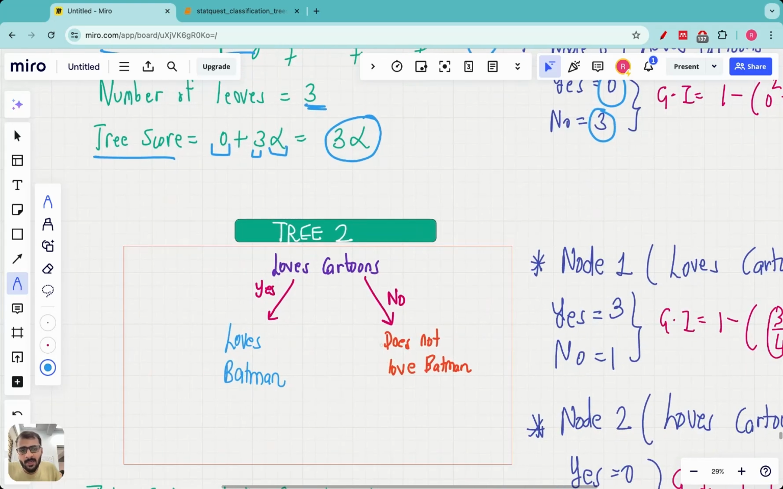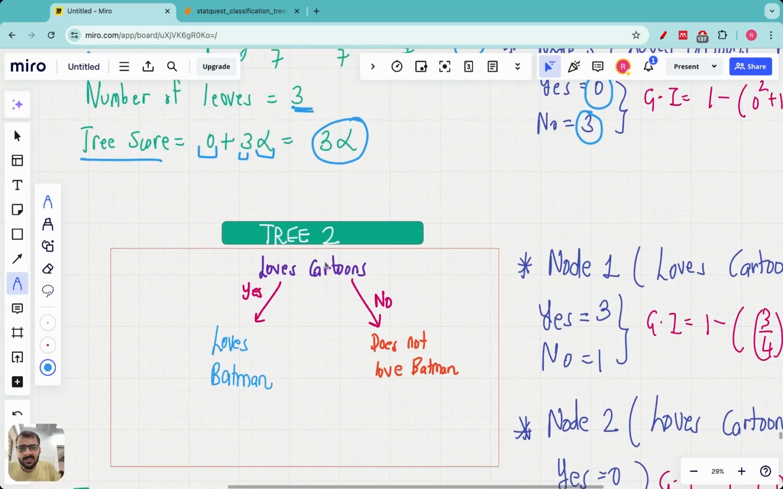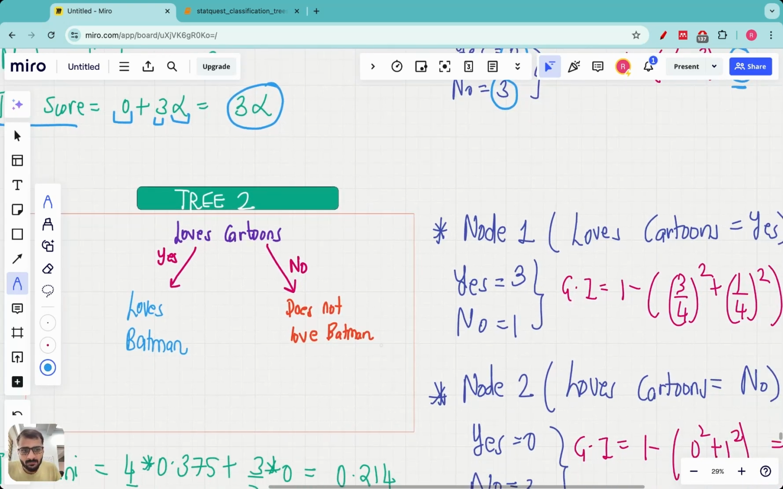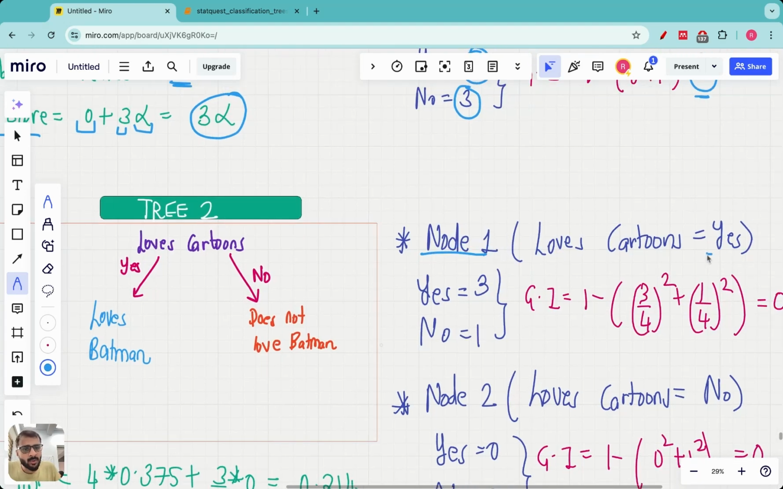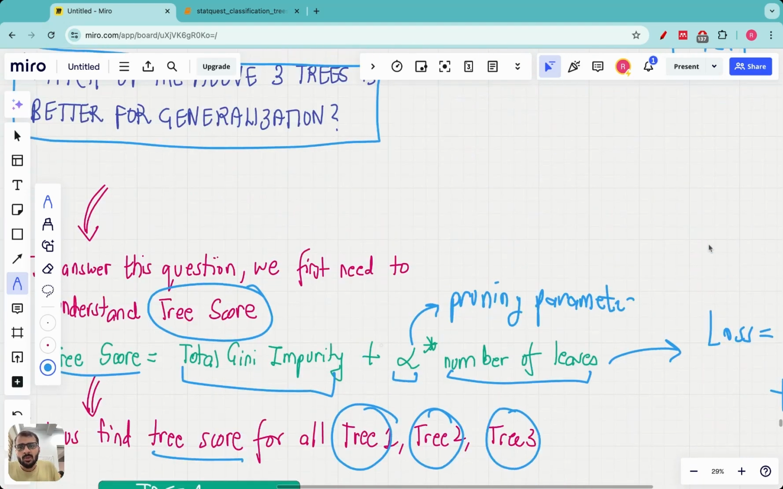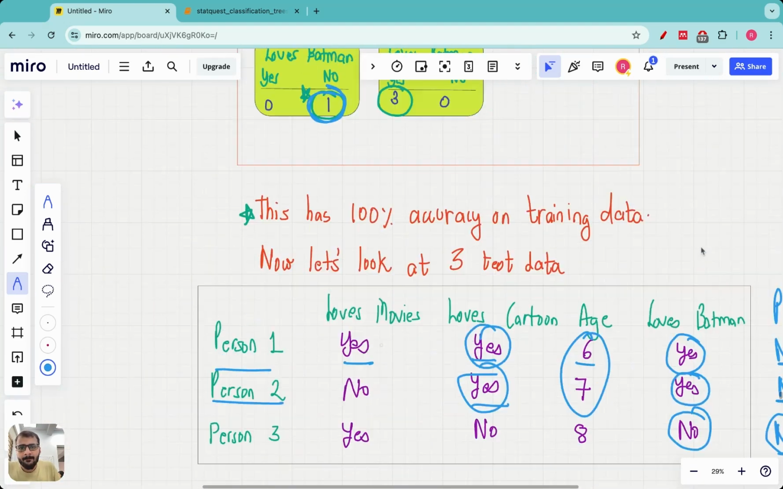Now let's look at tree number 2. Tree number 2 is very simple. Loves cartoons, yes. If the person says yes to loves cartoons, we are going to say they love Batman. If the person says no to loves cartoons, we are going to say they do not love Batman. Great. So let's look at node number 1, which is basically loves cartoons equal to yes. So let's look at the data set again.